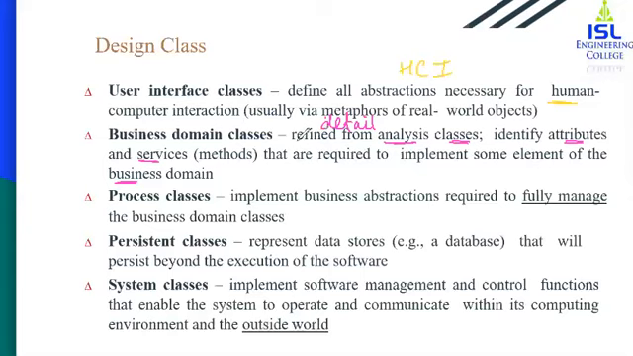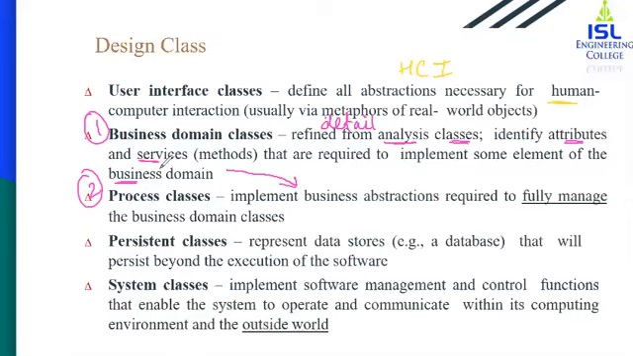So this first one was refining the analysis class. This is the first task that the design classes do. Whereas the second one was you're going to create a new design class that can be used to implement a business domain. That is similar to these process classes. Now it is going to implement the same business abstraction.